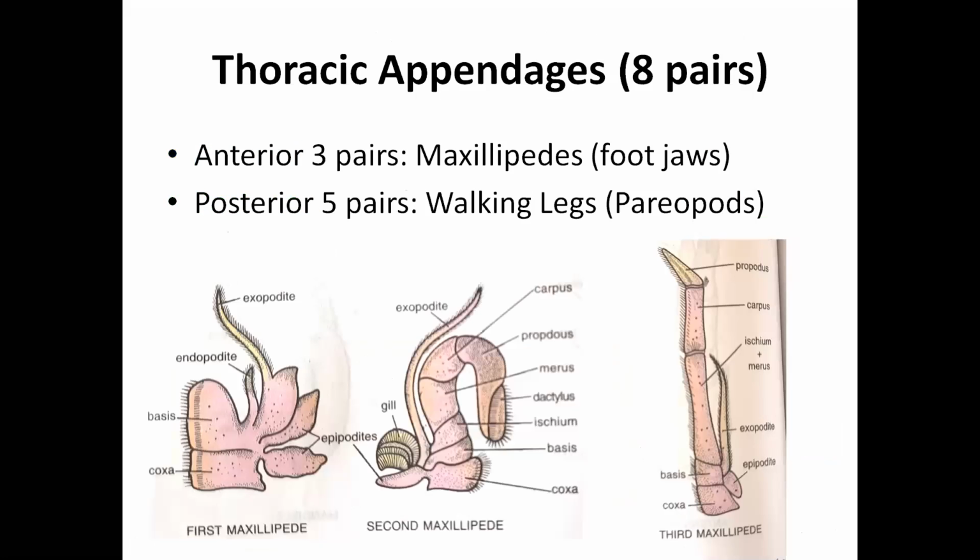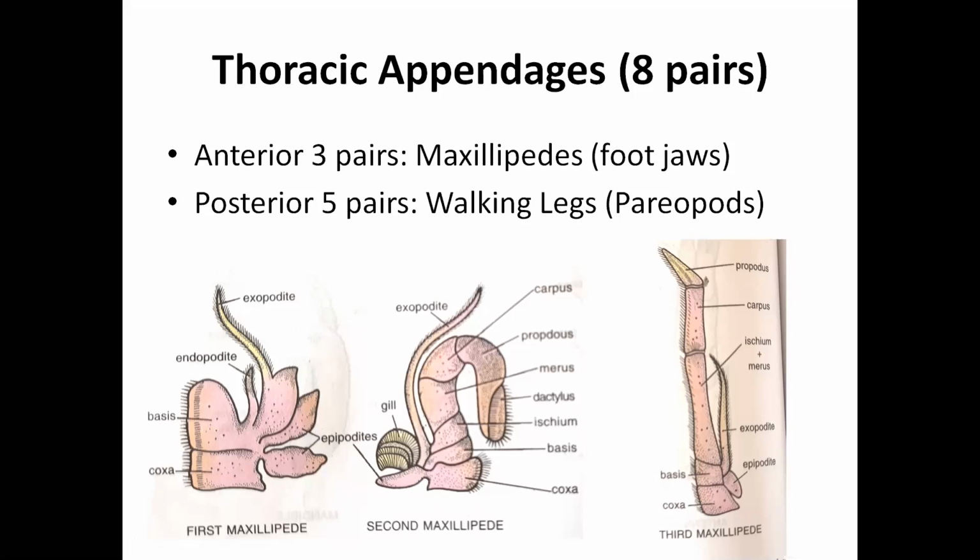Now the thoracic appendages. So the 8 pairs. The first 3 anterior pairs are known as maxilliped. So here you can say that first maxilliped, second maxilliped, and third maxilliped. These first three thoracic appendages are also known as foot jaws, because maxilla means jaw and peds means foot. So this is basically foot jaws.